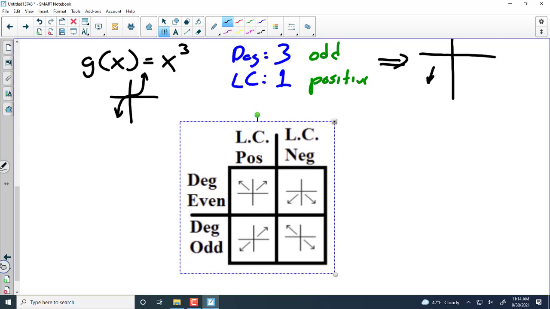This right here tells you how to determine the end behavior of your polynomial, just by deciding if the leading coefficient is positive or negative, and deciding if the degree is even or odd. This doesn't tell you about all the x-intercepts. It does not tell you everything the polynomial does. It just tells you that eventually, as you move out far enough to the left or far enough to the right, what the graph is going to do.